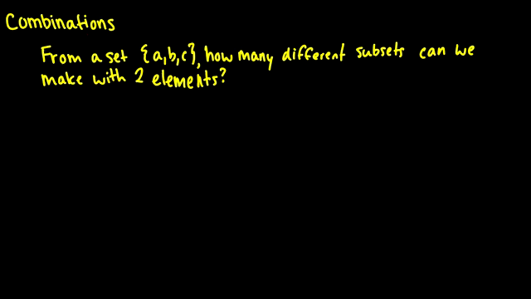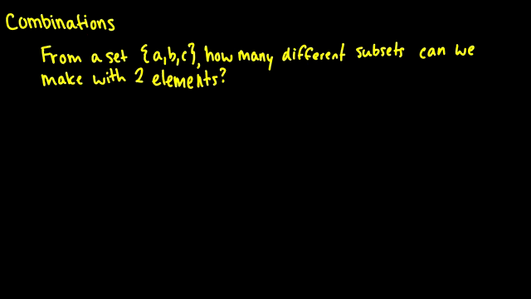Alright, so we just covered permutations, and now we need to move on to combinations. Now, the interesting thing about combinations is that they deal just like sets do, where the order does not matter. In permutations, the order mattered. That's the difference between permutations and combinations.